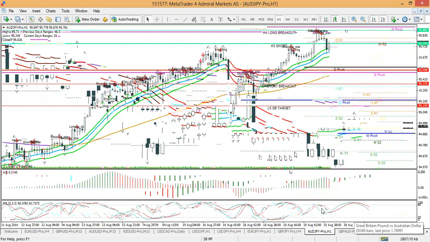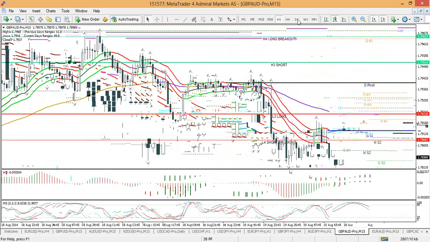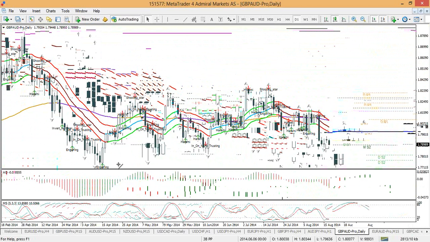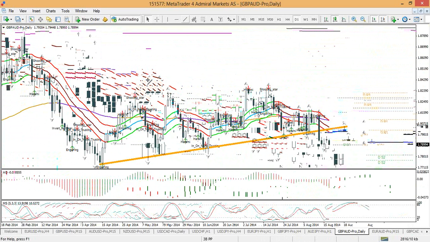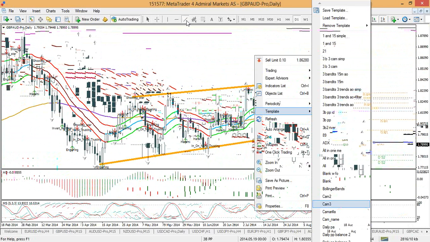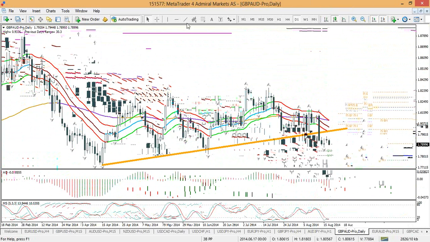Pound aussie is different. That's something we can discuss. Pound aussie is interesting because on a daily chart, we are breaking below this trend line, which seriously looks, let me use a different template by the way, we are breaking below this trend line, as I said, which seriously looks like a major bear flag because of its angle. It's a very, very significant big bear flag.